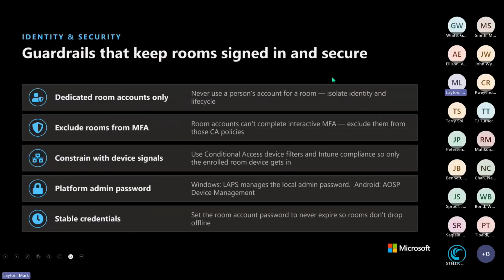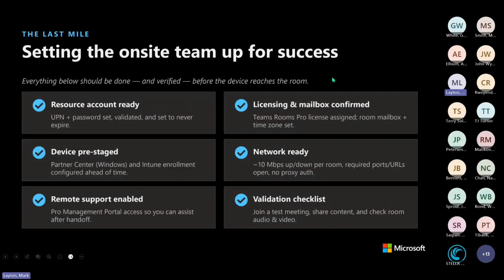All right, a couple more slides and then some resources for you guys, and then we'll call it a day. So these are some of the things you want to do to make sure the on-site tech is set up correctly. So again, password set, validate everything, make sure the password's not going to expire. Intune enrollment and get those things pre-staged ahead of time. If you have problems, you can remote into the device and help the on-site tech, which is, in my case, I had to do that.